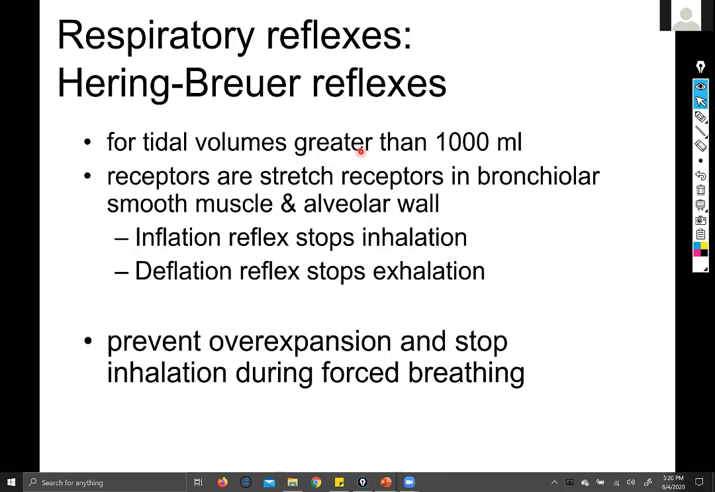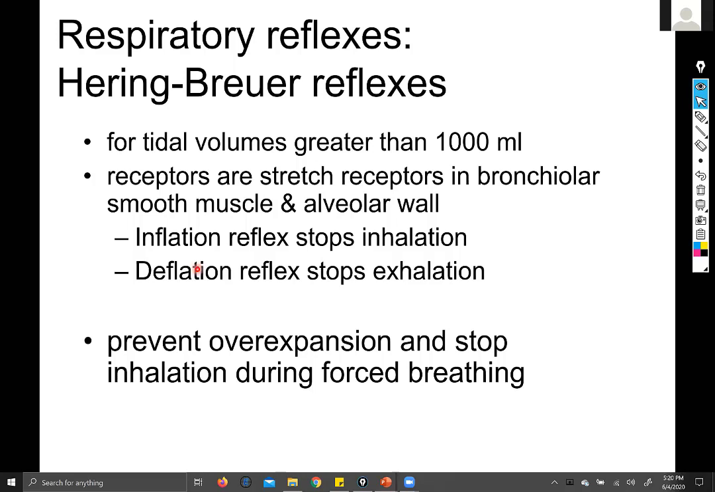So this is for tidal volumes greater than 1,000 milliliters. So if you think back to the tidal volumes chart, the number on that chart for normal tidal volume is about 500 milliliters. So this is twice that. So this is when you're taking real big, deep breaths in and out. So stretch receptors are basically detecting the degree to which you are stretching your airway and your alveoli.